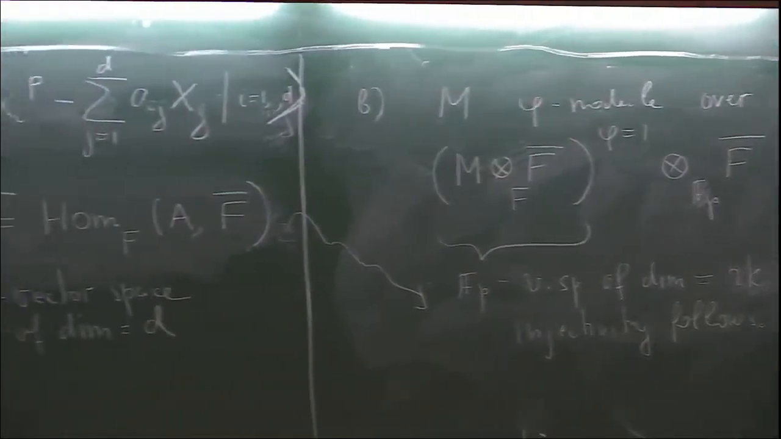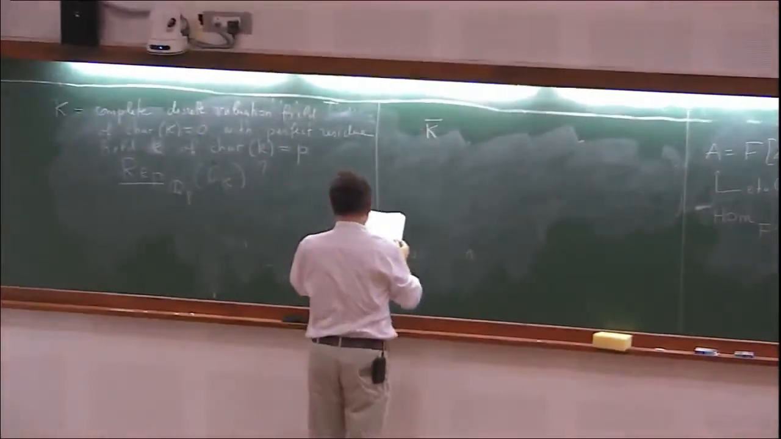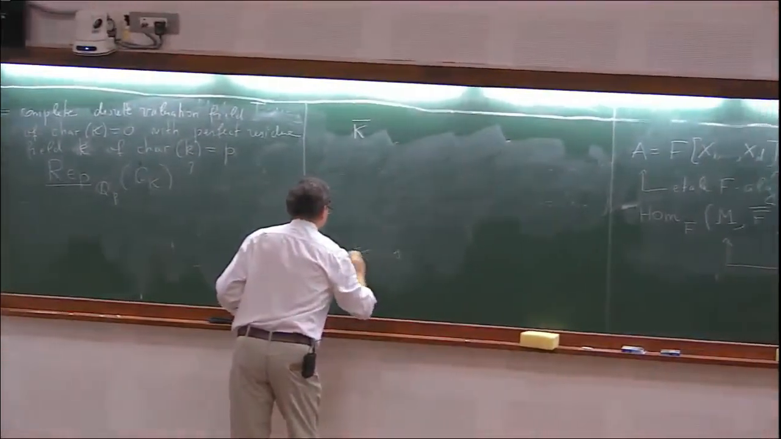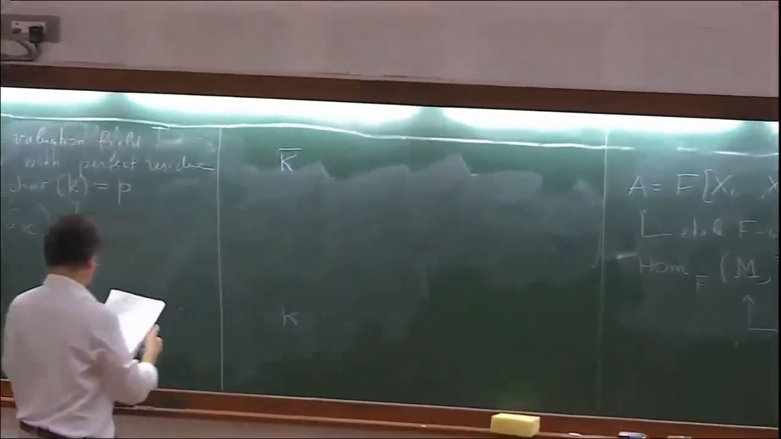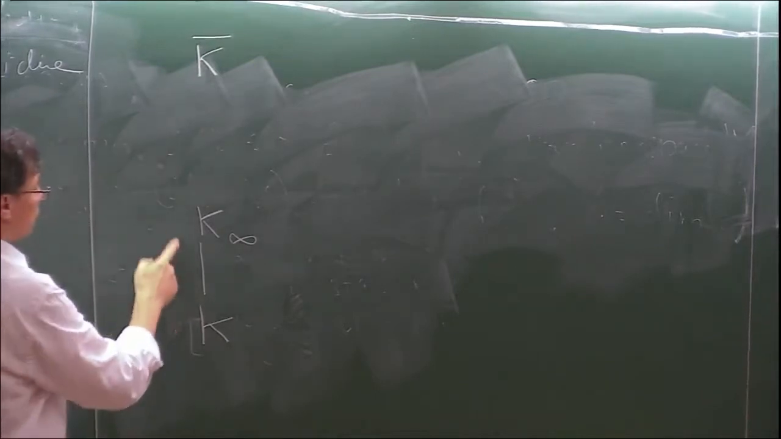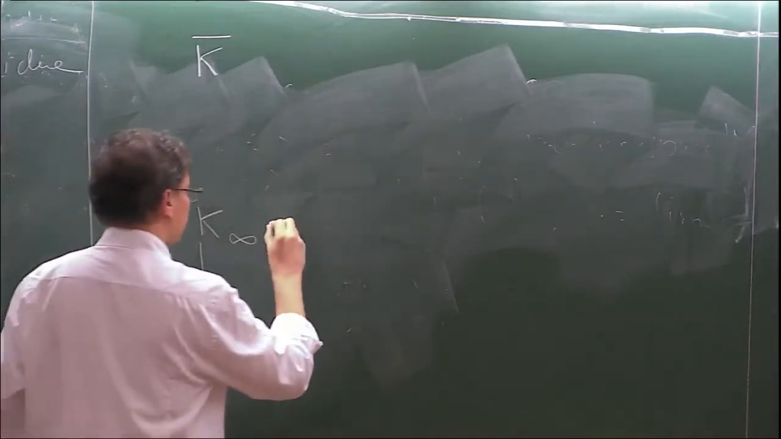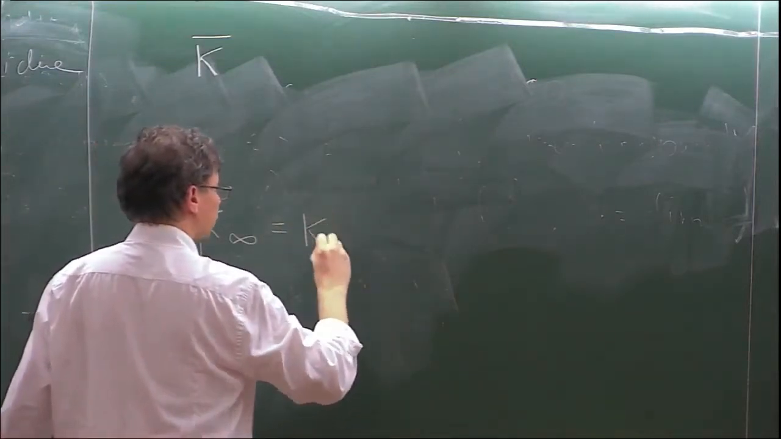Okay, so let's consider the context of the previous lecture. Take a simple, infinite, totally ramified extension of K. For example, it's the p-adic cyclotomic extension.